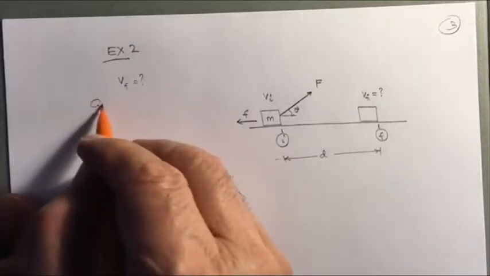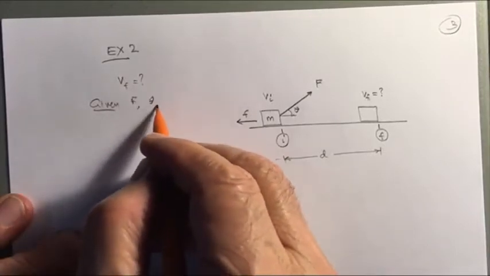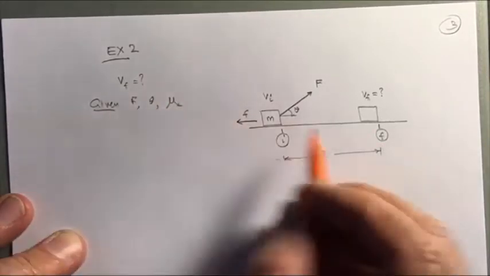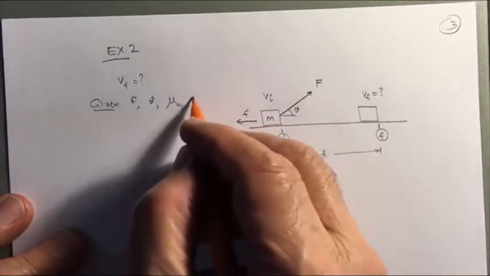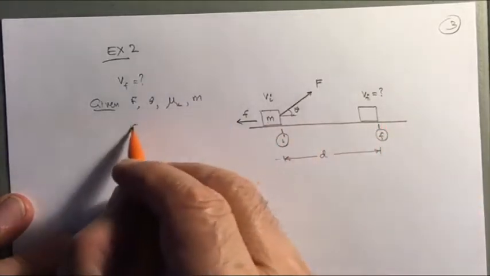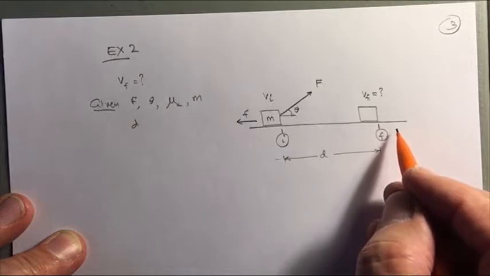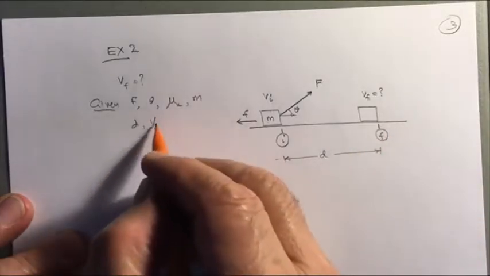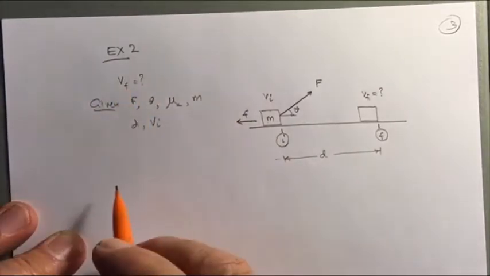We are given the force, the angle, the coefficient of friction, the mass of the object, the distance over which it has been pulled or dragged, and the initial velocity. So these are the things that are given, and the unknown is the V final.